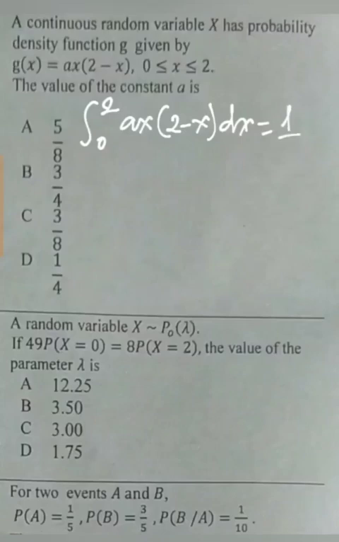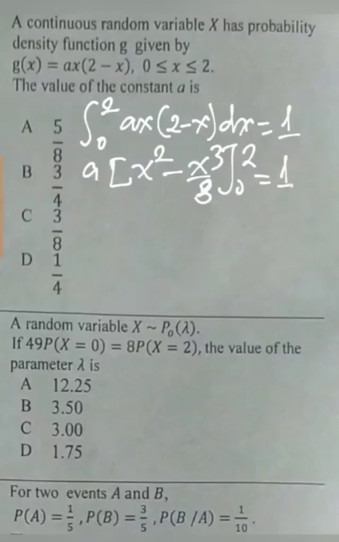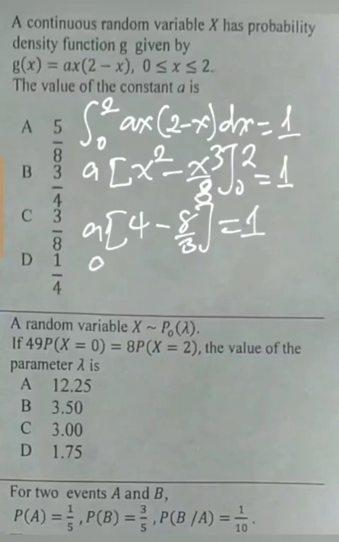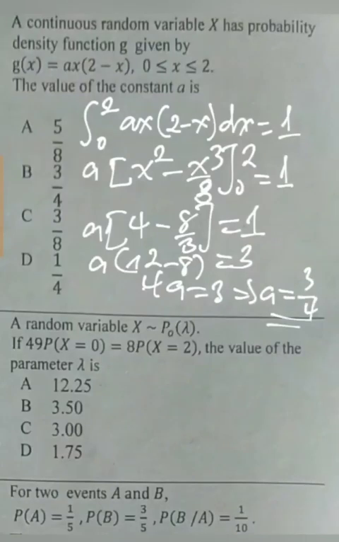So the sum of all the probabilities of the real values from 0 to 2 of g of x must be equal to 1, as the definition of any random variable specifies. So we have a into 2x integrated gives x squared, minus x squared integrated gives x cubed all over 3, from 0 to 2 equals 1. So that we have a into 2 squared, which is 4, minus 2 cubed, which is 8 over 3, equals 1. Multiplying through by 3, we have 12 minus 8 equals 3. So 4a equals 3, it follows that a equals 3 all over 4, corresponding to option B.